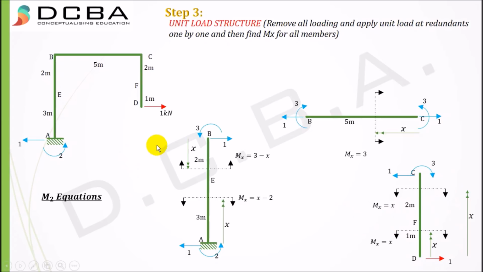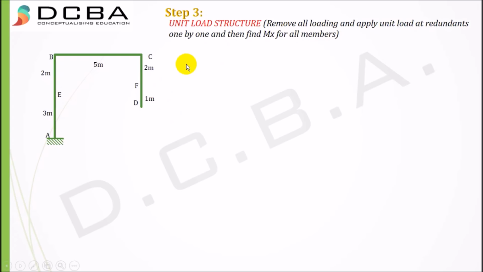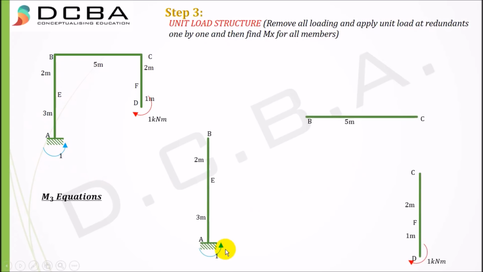Now finding M3 equations, that is applying the redundant at R3. R3 was a moment, right? A clockwise moment. So you need to apply a clockwise 1 kilonewton meter. Finding the reaction at point A, it will be 1 kilonewton meter anti-clockwise. Separating all the members and finding the reaction at point B, I get 1 kilonewton meter clockwise. Taking x from point A and finding the mx for AE, mx would be minus 1, and taking x from point B and finding mx would be again minus 1.